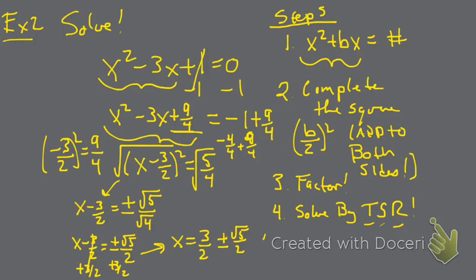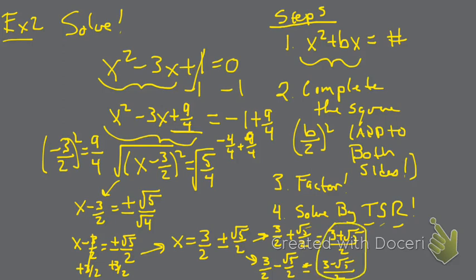One answer is going to be 3 over 2 plus the square root of 5 over 2, or 3 over 2 minus the square root of 5 over 2. Notice how they have the same denominators in this problem, and I can combine 3 plus radical 5 over 2, and this one I can write as 3 minus radical 5 over 2. So you can write them like this, or to be honest with you, I would also be okay with just leaving it like this. But I want to make sure that you do realize there are two separate solutions to this problem.